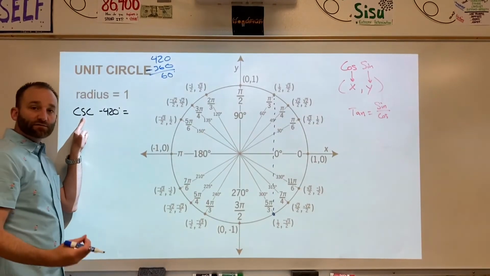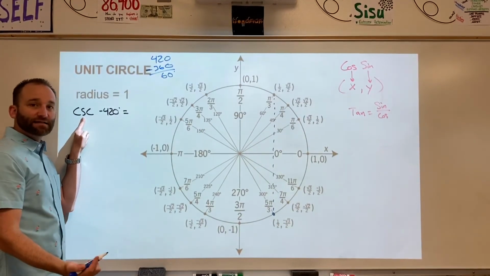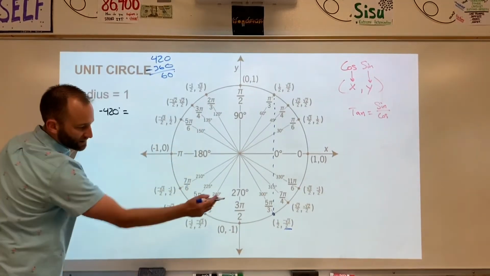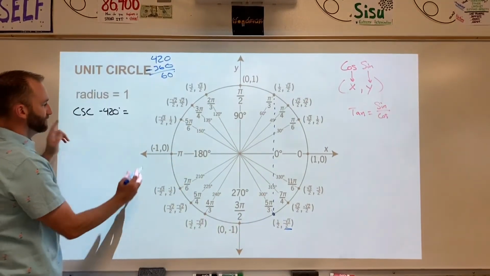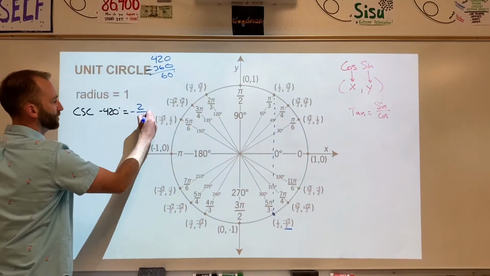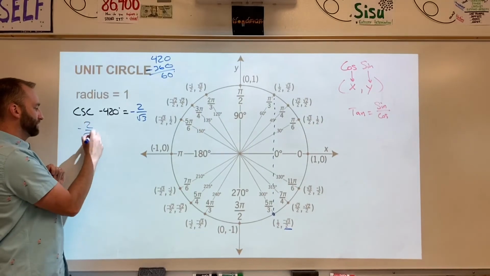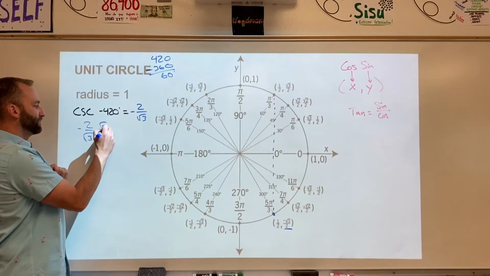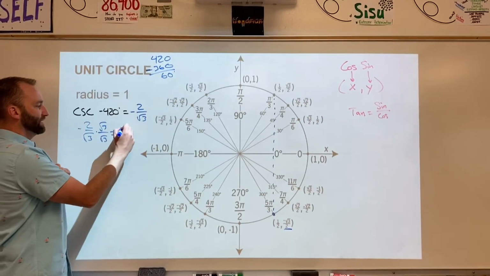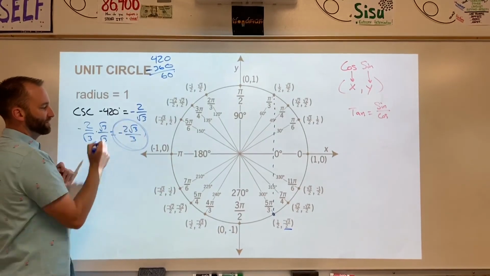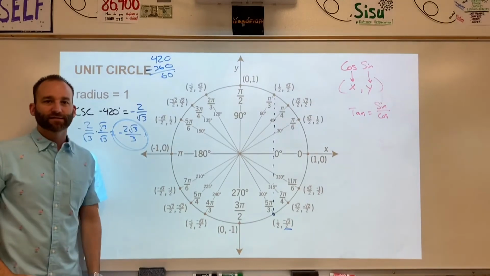Cosecant is the reciprocal of sine. Sine goes with the y-coordinate. So instead of negative root 3 over 2, we're going to have negative 2 over root 3. I need to rationalize the denominator. Let's do it over here. I'm going to multiply by root 3 on the top and bottom. So I get negative 2 root 3 all over 3. There's nothing to simplify. Here's the answer to the last example.